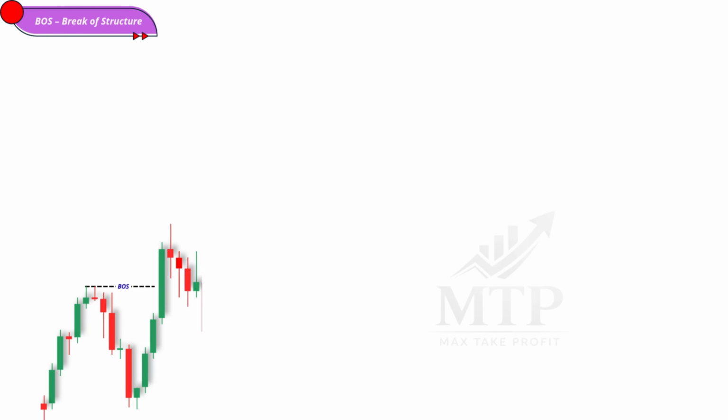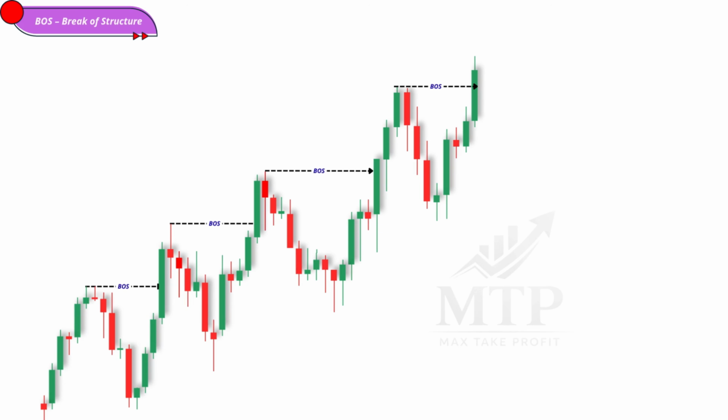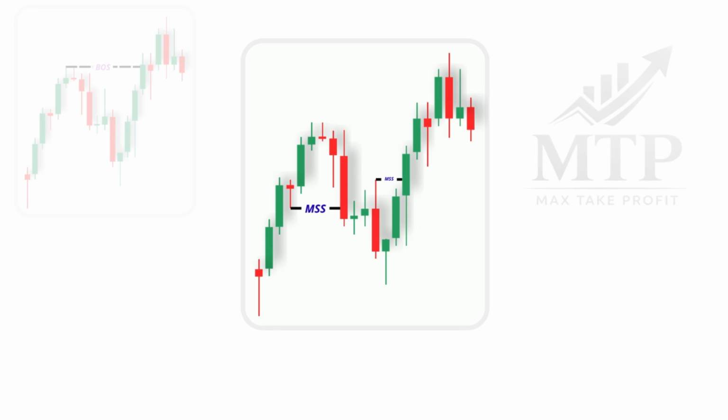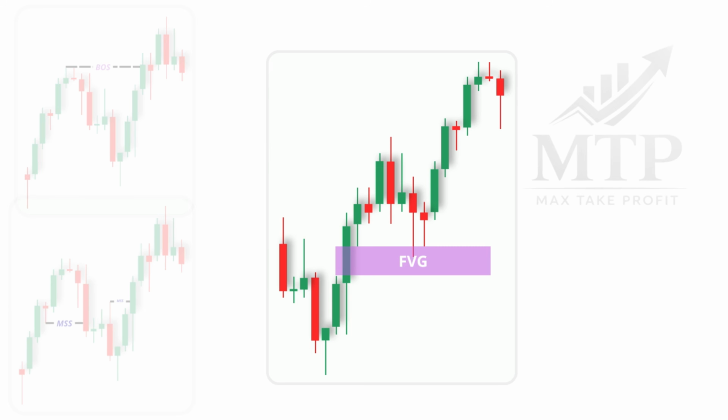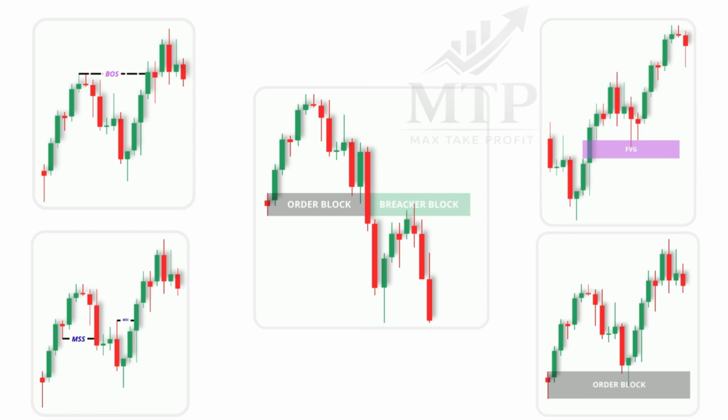Have you ever had that feeling that no matter what you learn in trading, as soon as you apply it to a real chart, everything falls apart? You hear the same words everywhere. BOS, MSS, FVG, order block, break block. You see them in posts, videos, threads. You think, okay, I got it, I'm going to use them.